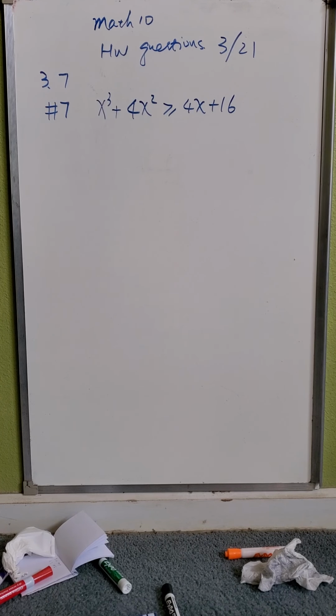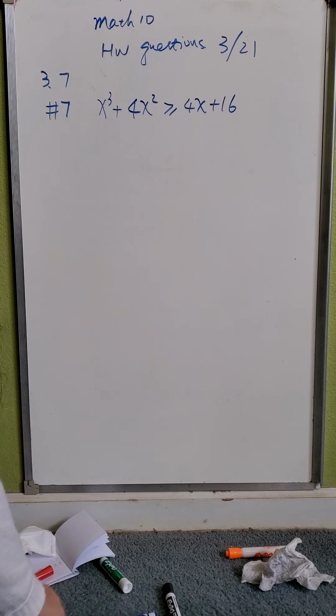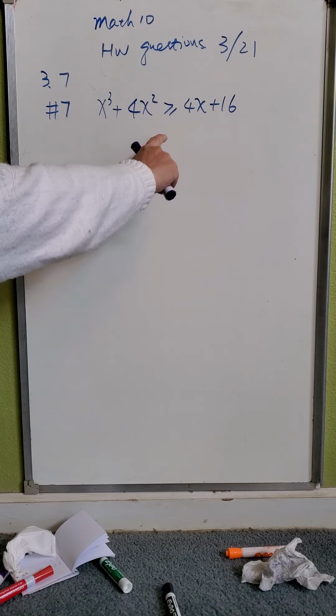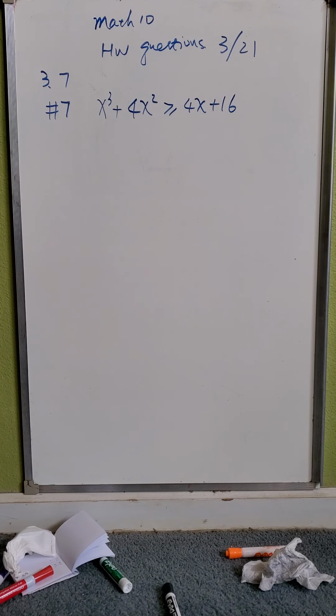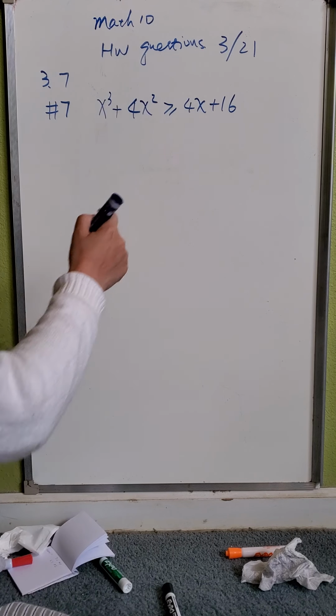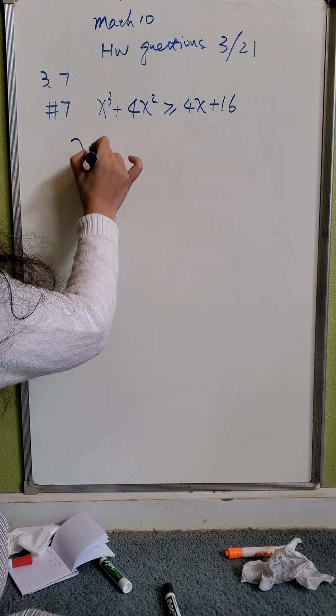Okay, this is the session to answer homework questions for 3.7. In 3.7, we learn how to solve inequalities. The first thing we should do is put everything on one side. This is 3.7 number 7, so we're going to put everything on one side first.